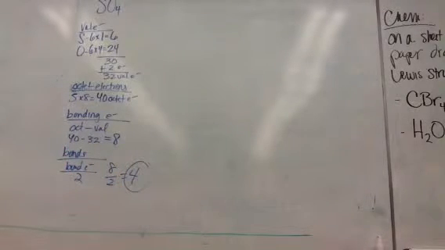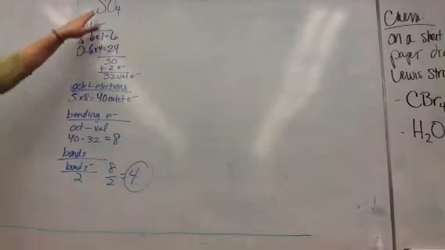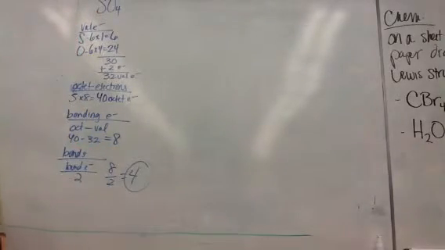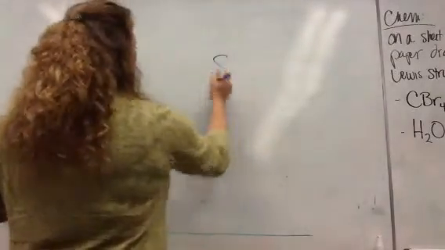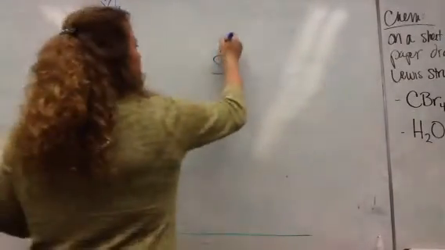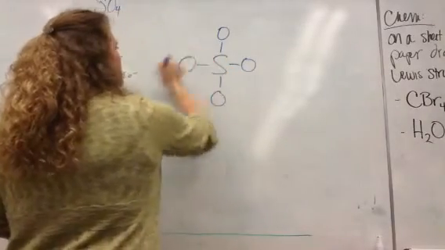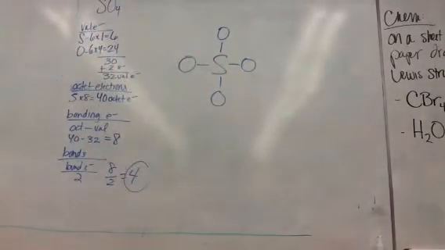4. We know that the least electronegative will go in the center, and also whatever we have a singleton of. So what goes in the middle? Sulfur. Well, we have 4 bonds and 4 oxygens. That's pretty easy.